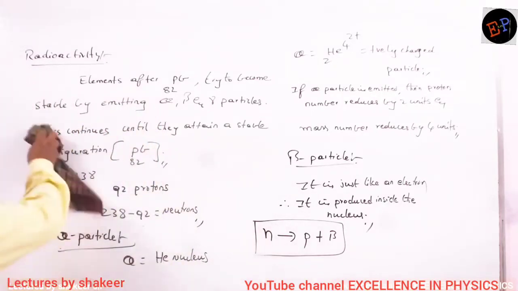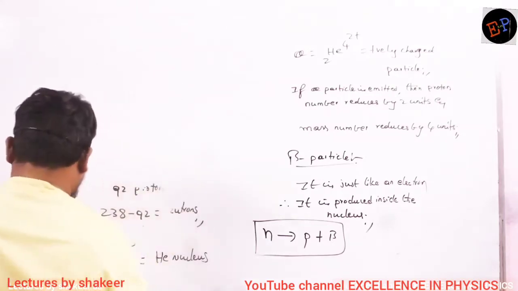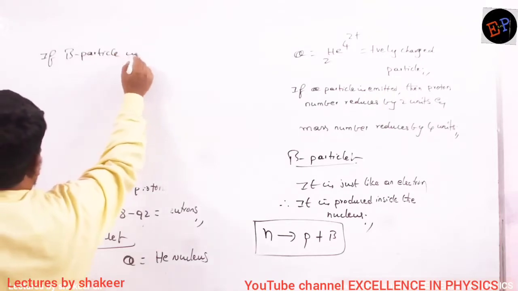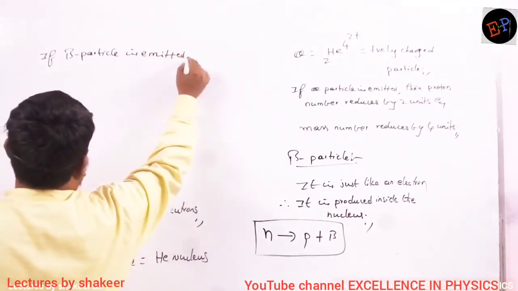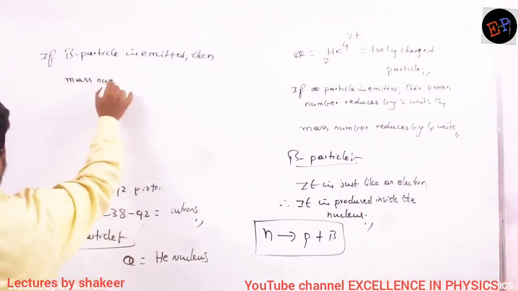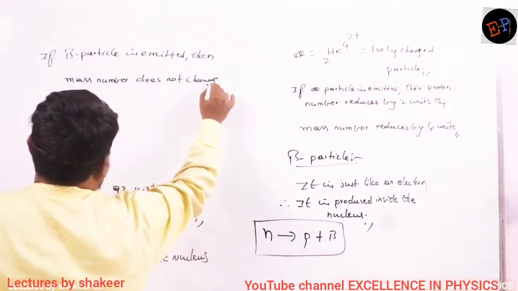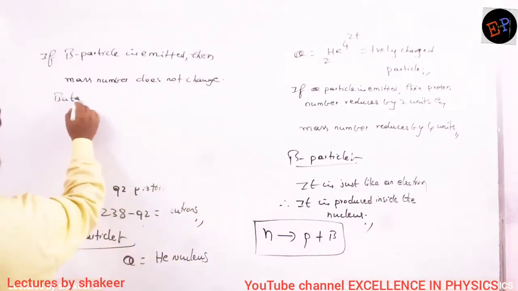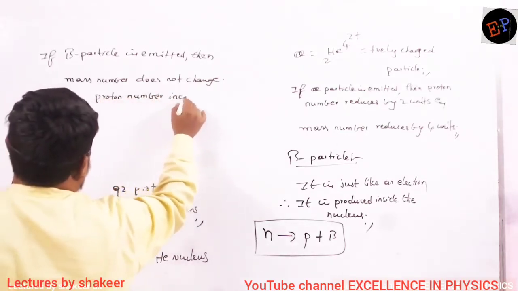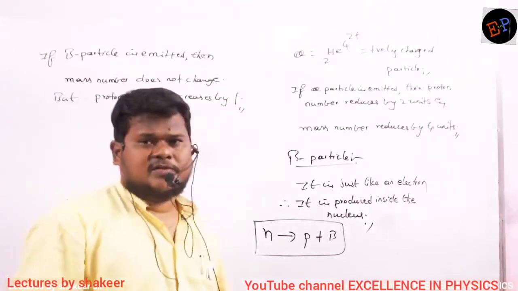So therefore write down. If a beta particle is emitted, then what happens? Mass number does not change. There is no change in mass number. But proton number increases by 1 unit. Proton number increases by 1 unit.